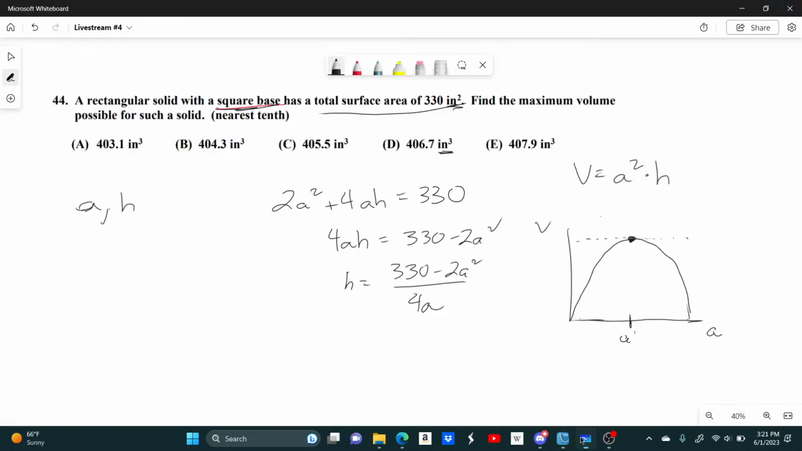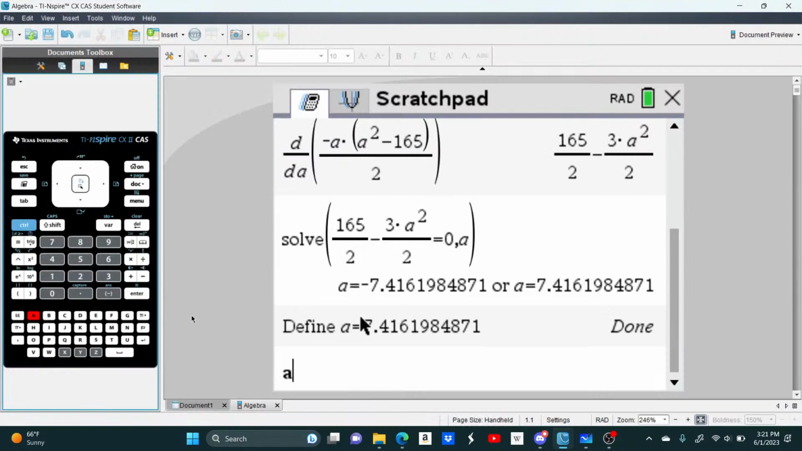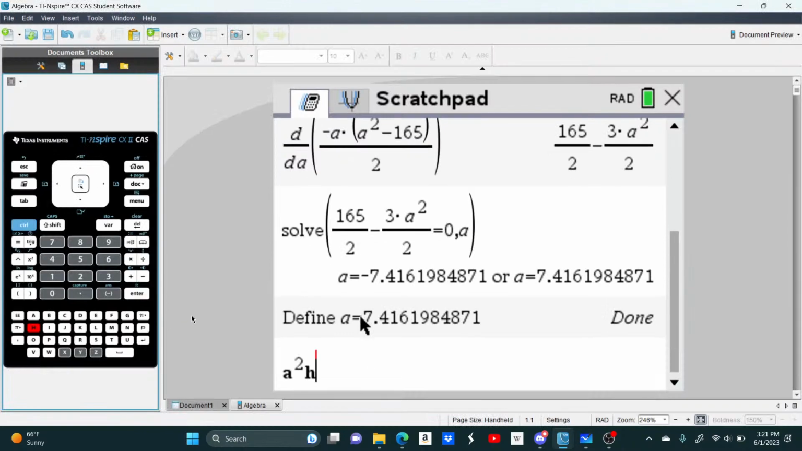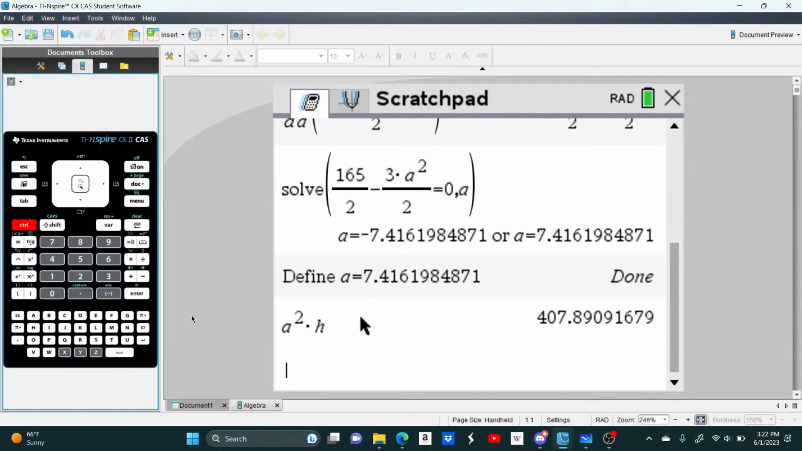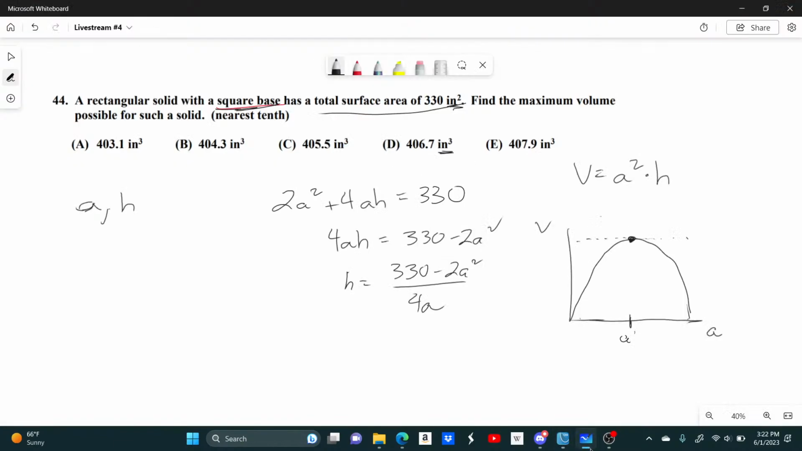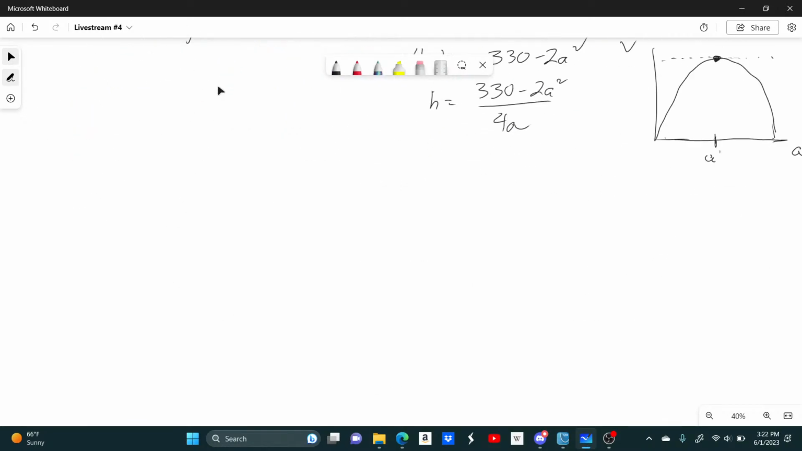So let's see what it's actually asking for, the maximum volume. And we found out before the volume of the solid is just A squared times H. Since I defined H earlier, you can see it's already preset for me, and I get a maximum volume of 408, or 407.9 to the nearest tenth. Yep, there we go. Nice. Still going.